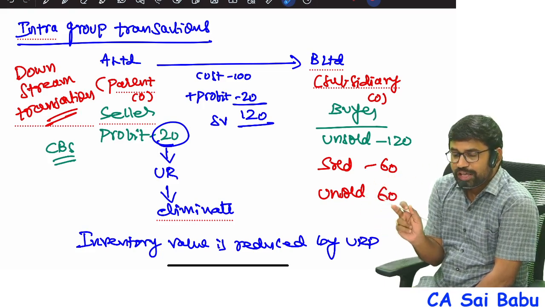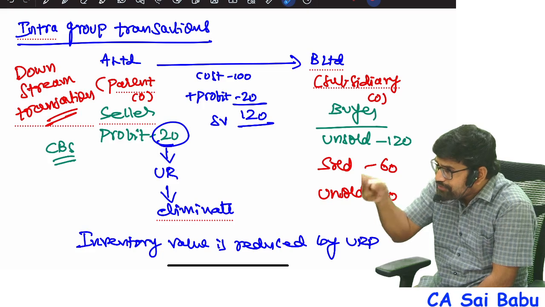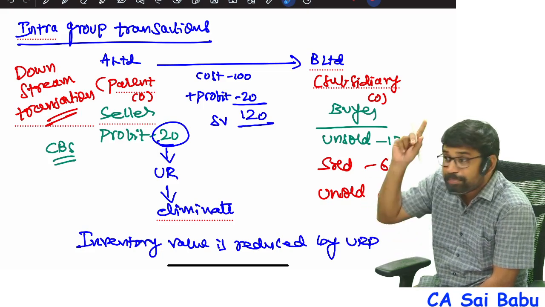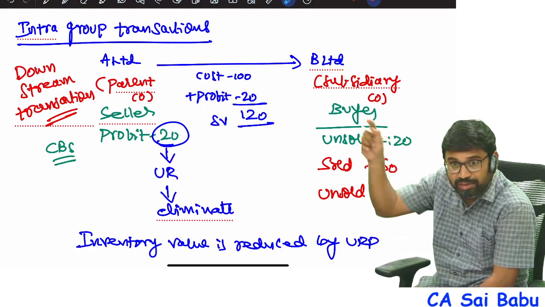So if the stock is not yet sold, the entire unrealized profit we need to eliminate from parent company. In step number 8, consolidated. Step number 8, parent company reserves we need to eliminate.